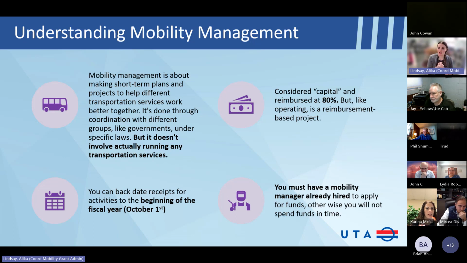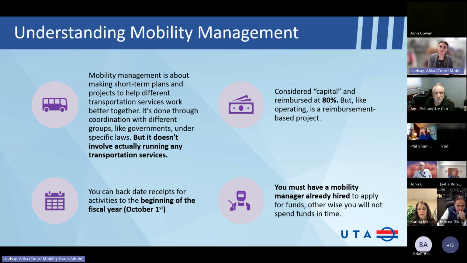Mobility management is about making short-term plans and projects to help different transportation services work better together. It's done through coordination with different groups. There are specific laws about governments and mobility management. It doesn't involve actually running any transportation services. So a lot of people are still confusing mobility management and fleet management. A mobility manager is not a fleet manager.